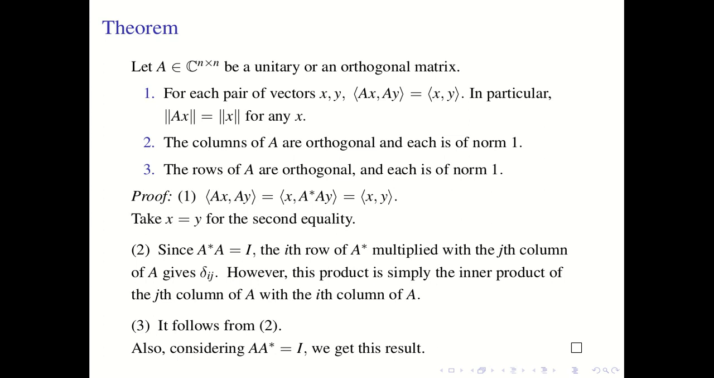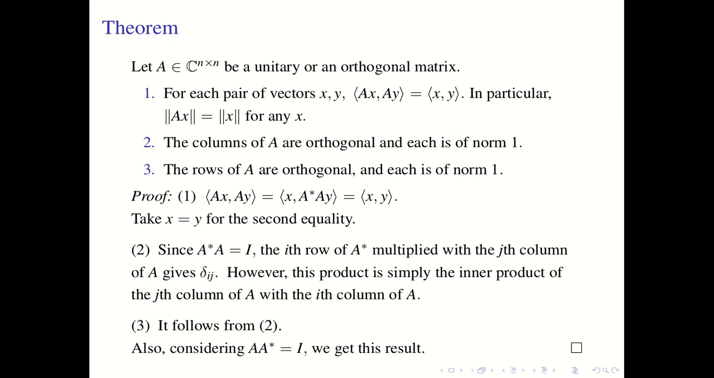Now A is a unitary matrix, therefore we can write A star A equal to identity. Now what is A star A? The ith row of A star multiplied with the jth column of A is the ijth entry of A star A. Now this is equal to delta ij, because in the identity matrix only the diagonal entries are non-zero, they are 1, and otherwise it is 0.